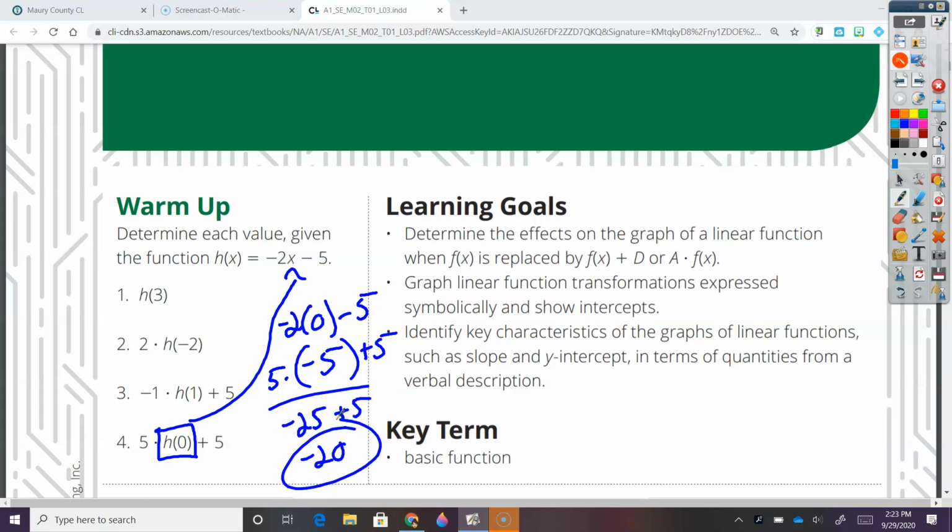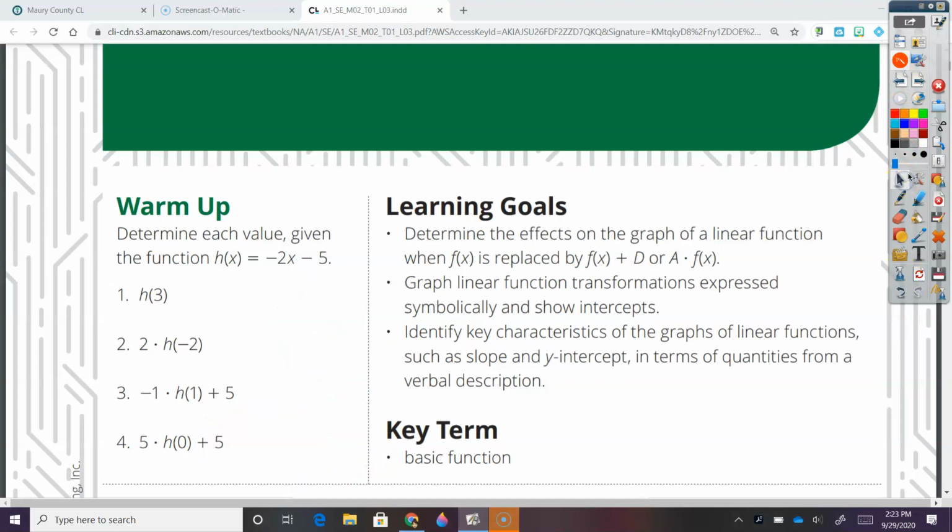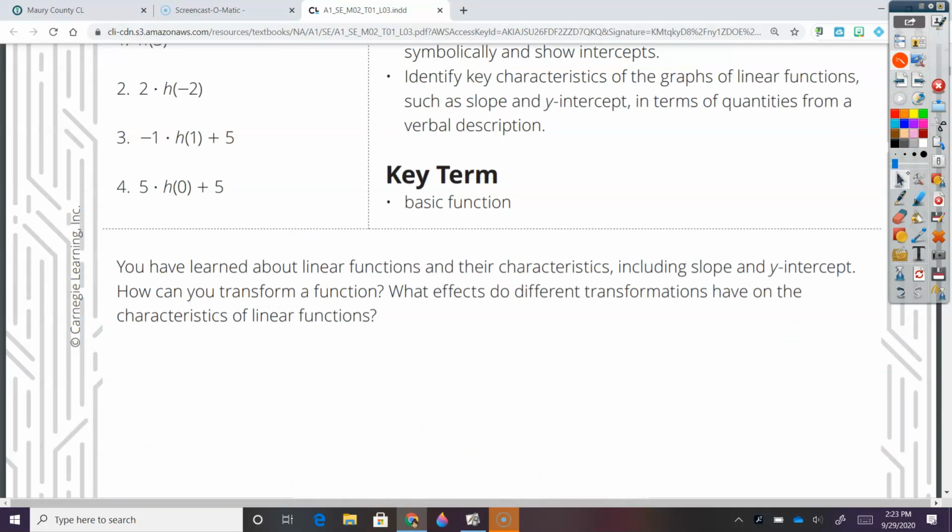Here are our learning goals and our key terms that we're going to look at. You have learned about linear functions and their characteristics, including slope and y-intercept. How can you transform a function? What effects do different transformations have on the characteristics of linear functions?